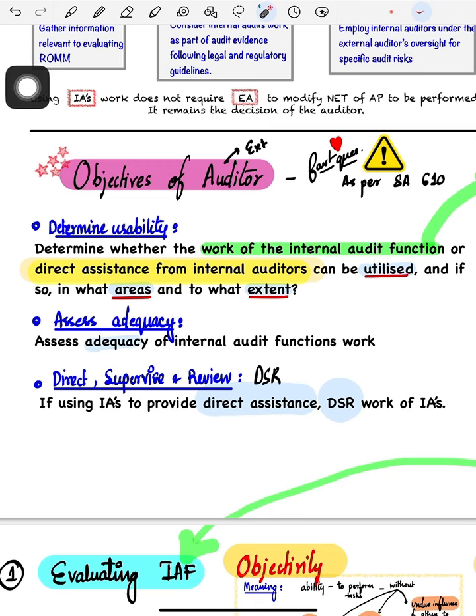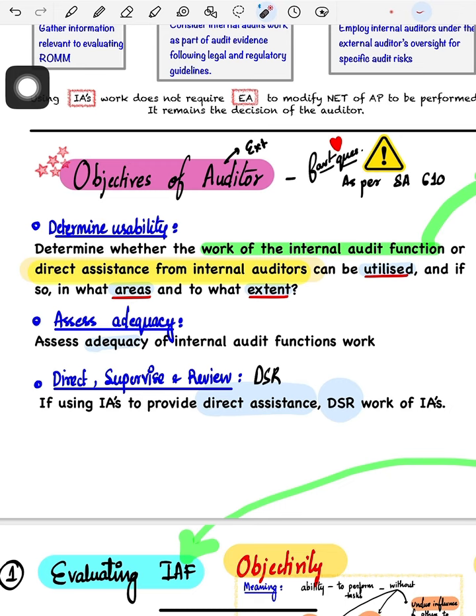First and foremost, the objective of the auditor is to determine usability. Determine whether the work of the internal audit function or direct assistance from internal auditors can be utilized, and if so, in what areas and to what extent. First, determine whether it can be used. Then check in what areas you can use them and to what extent.